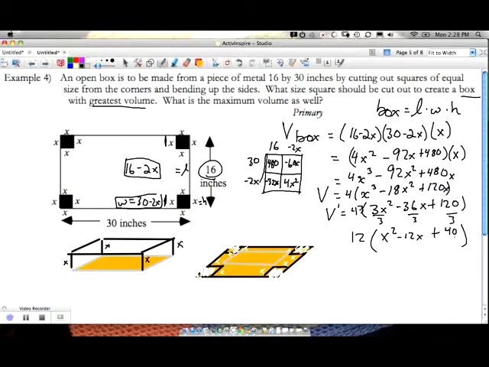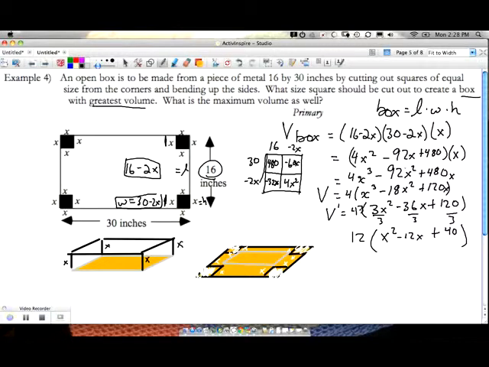What multiplies to 40 adds up to negative 12? It doesn't look like anything, does it? No, not really. So that means we'd have to actually use a calculator at this point, unless I made a mistake somewhere in the middle, which is totally possible. That happens all the time.